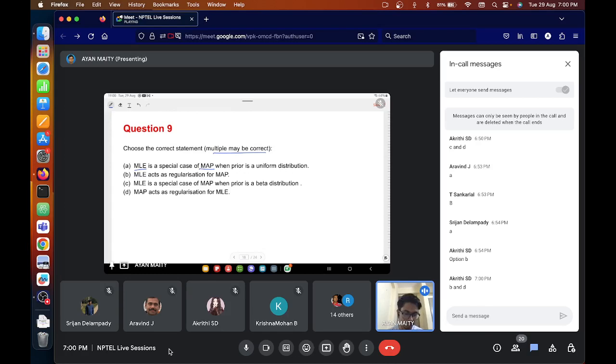Akriti is saying B and D. So B is MLE acts as regularization for MAP, and D is MAP acts as regularization for MLE. Okay, so B and D are two contrasting options, so both the options cannot be true at the same time.